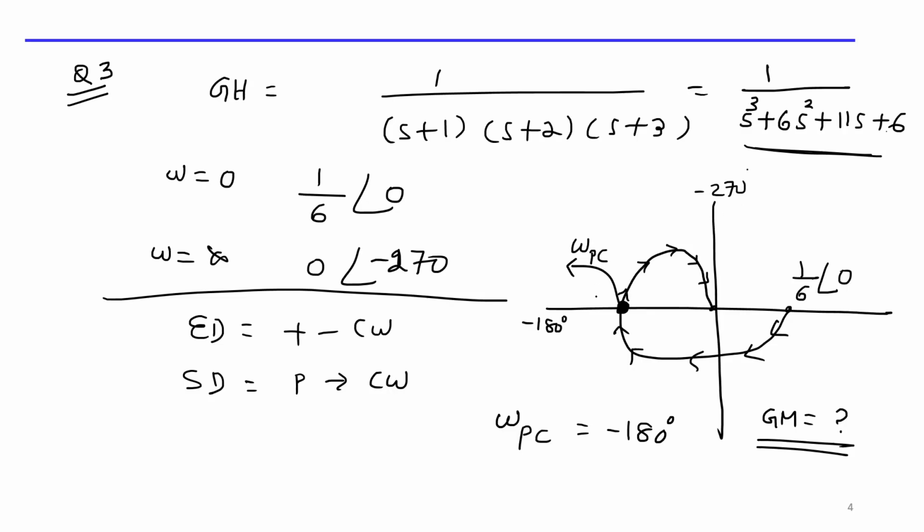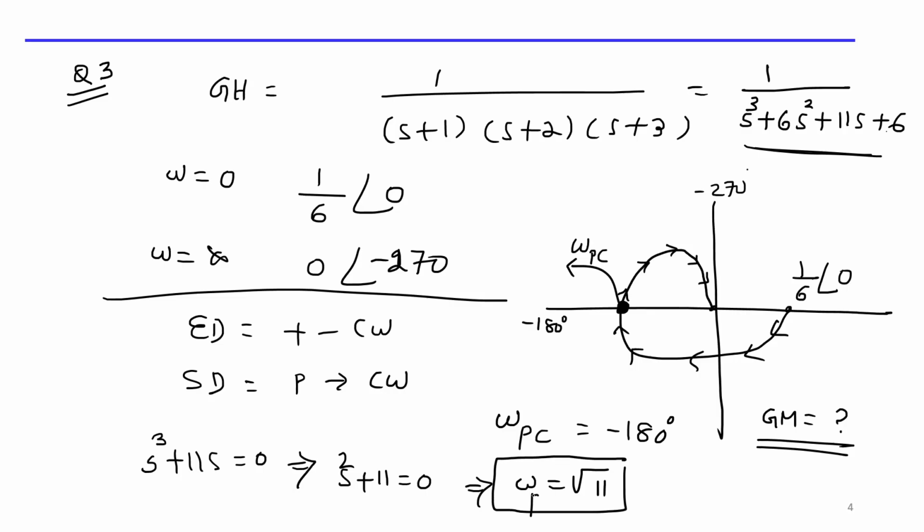In this expression, find the real part by making the imaginary part equal to 0. So what do you do? The imaginary part is s cubed plus 11s equal to 0. It means s squared plus 11 equal to 0, so omega equals root 11. So your omega PC, the phase crossover frequency, is directly root 11 radians per second.